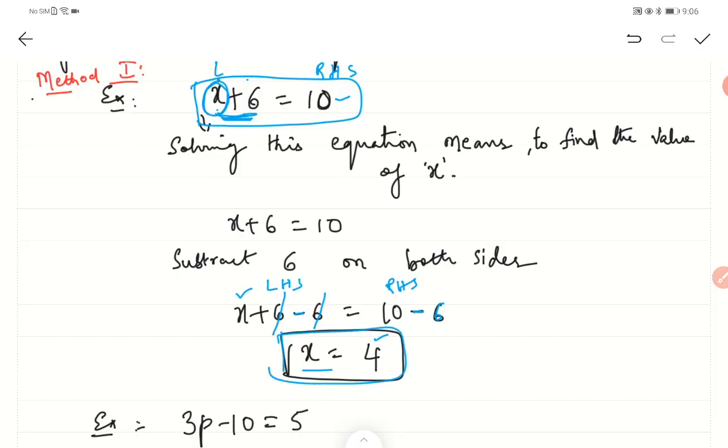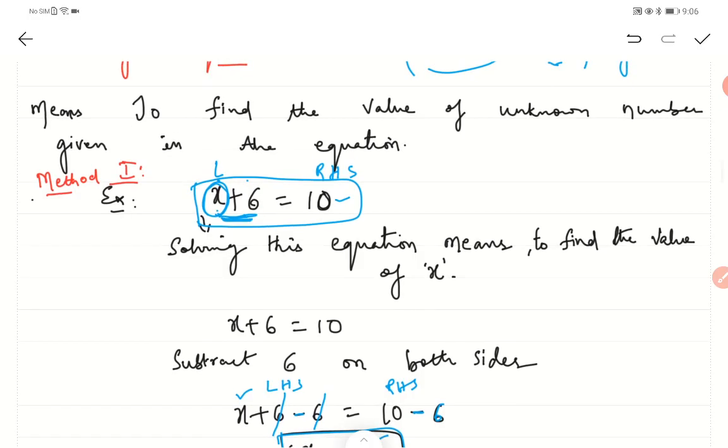Okay, understood? Let me take one more example. If I have x minus 2 equal to 5, now what will I do? I want to remove this minus 2 on the left hand side because we want to find the value of x, isn't it? That is, we want to solve this equation. So what I will do is add 2 on both sides.